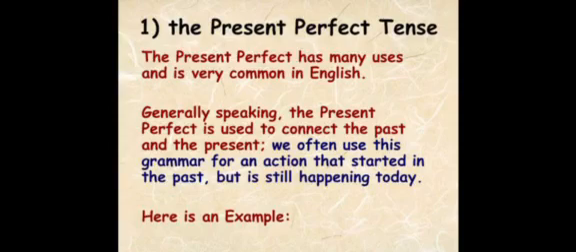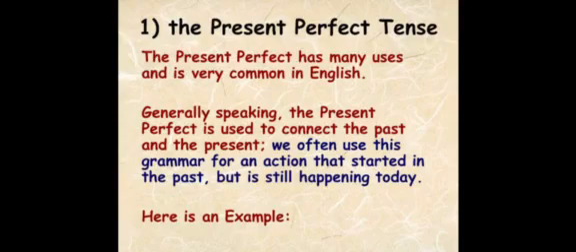Alright? Now let's move to the use of the present perfect. When do we use present perfect? Generally speaking, the present perfect is used to connect the past and the present. We often use this grammar for an action that started in the past but is still happening in the present.